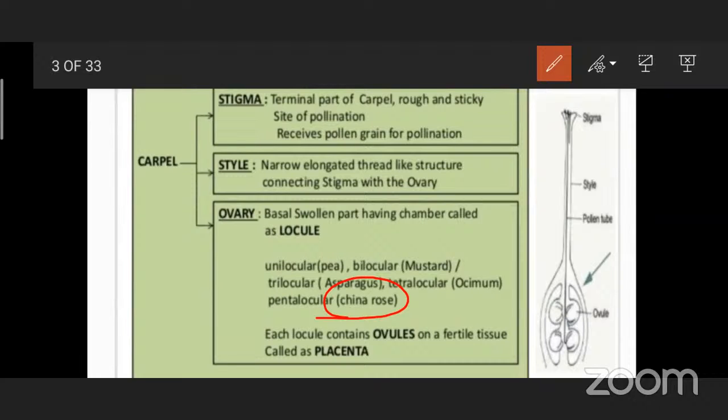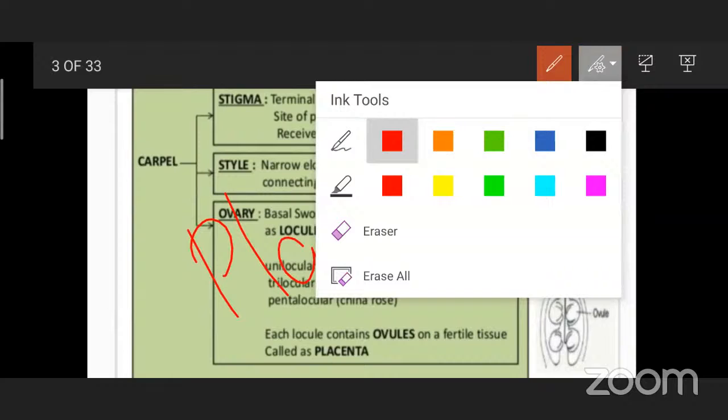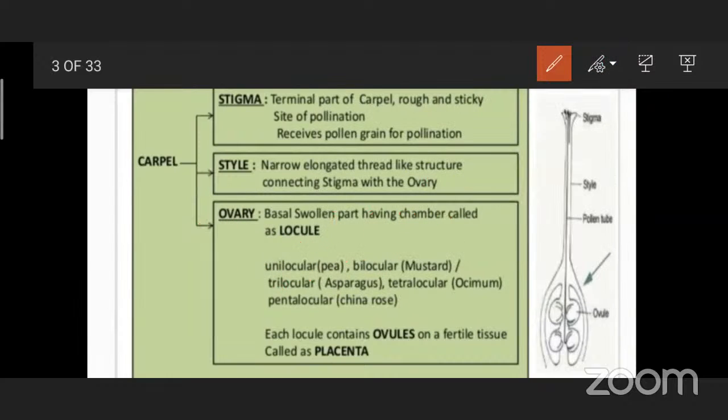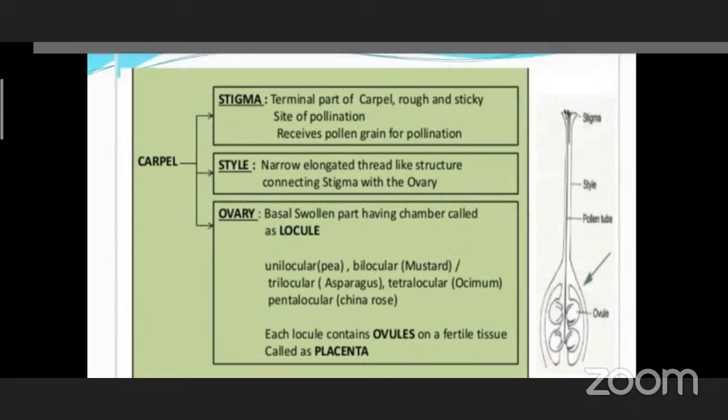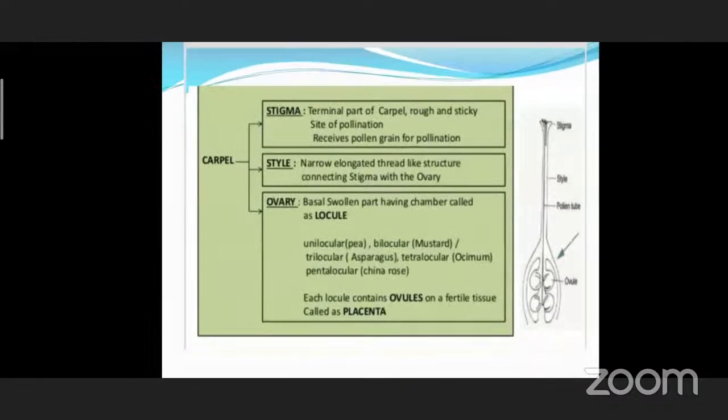The fertile tissue is called placenta. Okay, students, this is the female reproductive organ. Three parts are there: stigma, style, and ovary. We will go with the next slide.